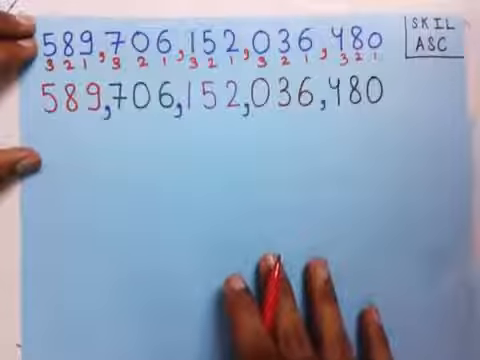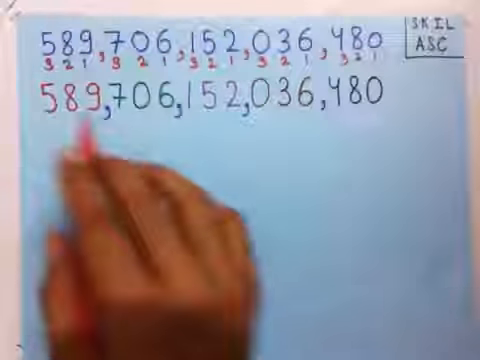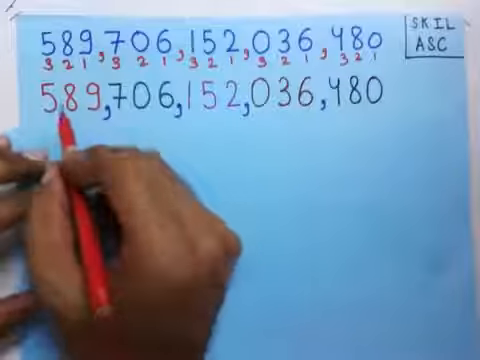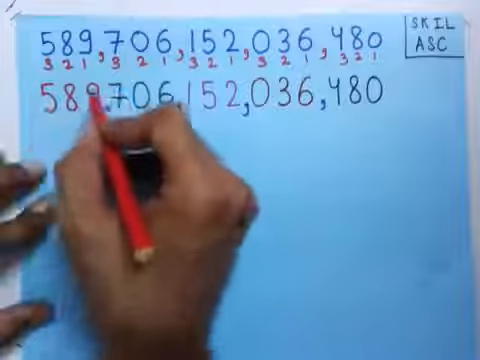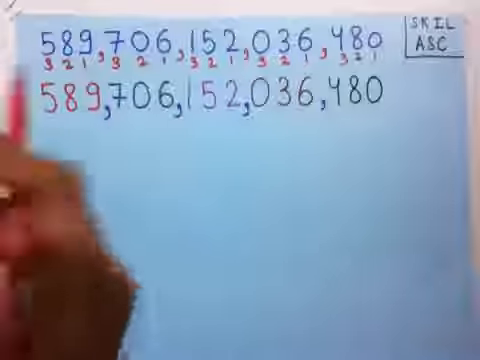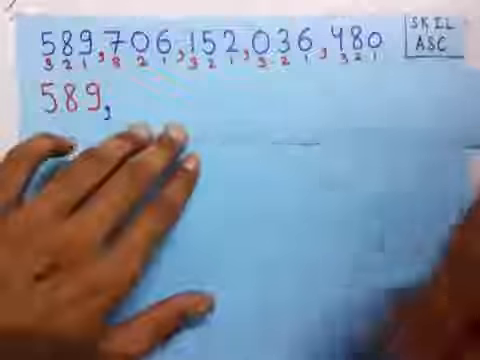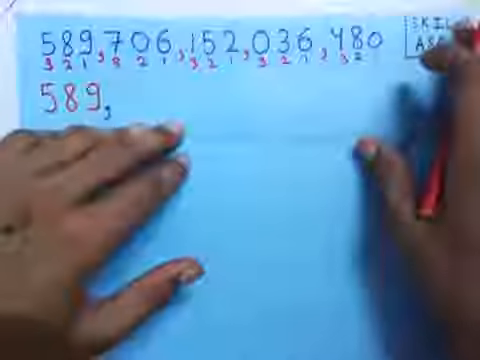So now we can write this number as this. Now we have got new smaller numbers. This is a new number which is very small, and we can read this number. You see, this is a new number, and now we can read it as 589. So now we can read the complete number.